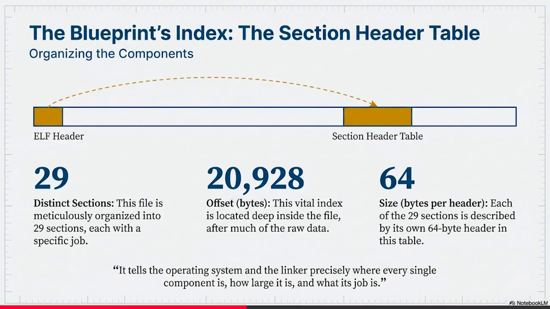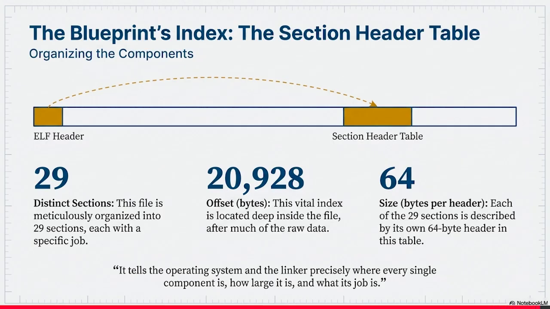It tells the operating system and the linker precisely where every single component is, how large it is, and what its job is. And this vital table isn't even at the beginning of the file. It starts pretty far in at an offset of 20,928 bytes. Correct. And that's a significant amount of space dedicated just to metadata before you even get to the code. Each of those 29 sections needs a 64-byte header describing it. So you have all these headers meticulously laid out, guiding the linker on how to navigate the file and correctly pull everything out, the code, the data, all of it.